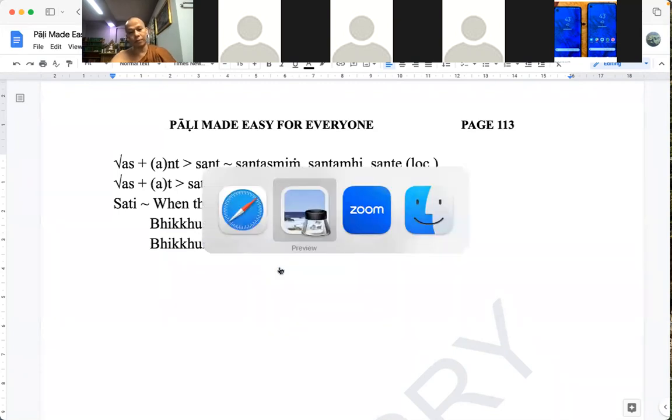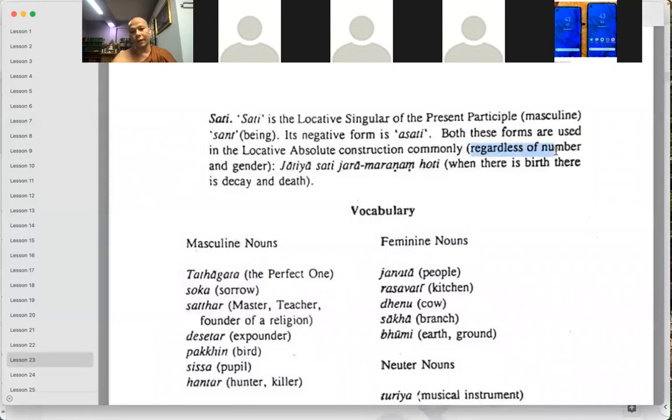That is why here, regardless of number and gender, even though jati is feminine gender, here jatiya sati jaramarana hoti. So when there is birth, there is decay and death. So no gender. And also sometimes bhikkhu sati or something in this way can be seen. So even though originally singular form, plural meaning also in some way, in some form we can see.